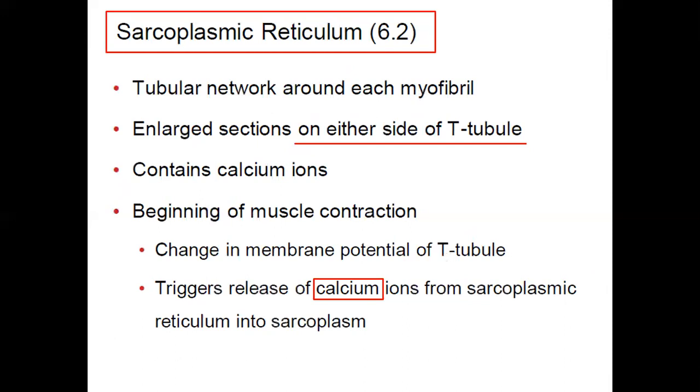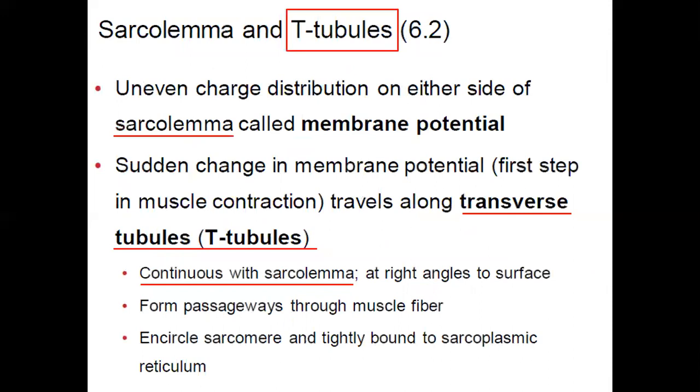It's on either side of what's called a T-tubule. So let's talk about what a T-tubule is. Again, as I mentioned on the last slide, the sarcolemma is the muscle cell membrane. So the sarcolemma is just the membrane of a skeletal muscle cell or any muscle cell, and it has a membrane potential. We'll talk about what that does later. But basically, there are infolds, so that the muscle cell membrane folds in on itself to create almost the look of a T.